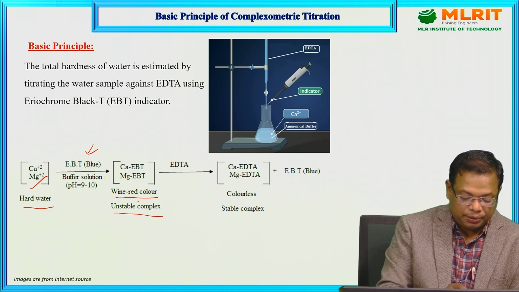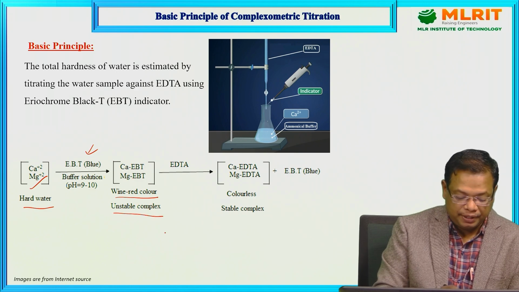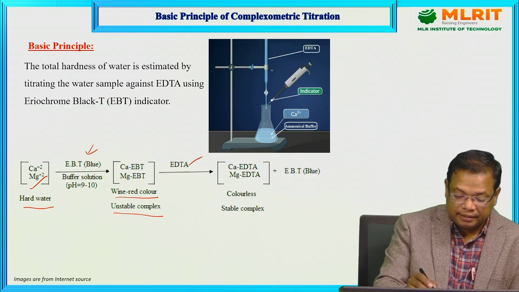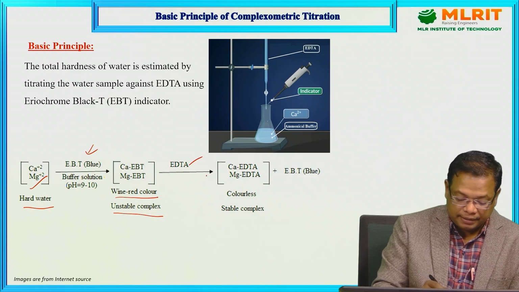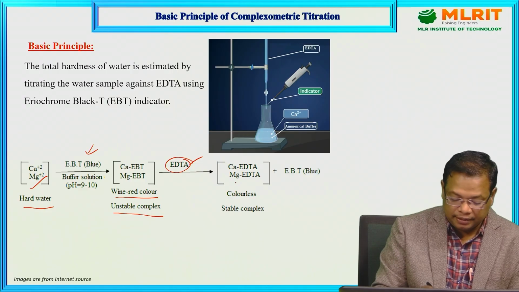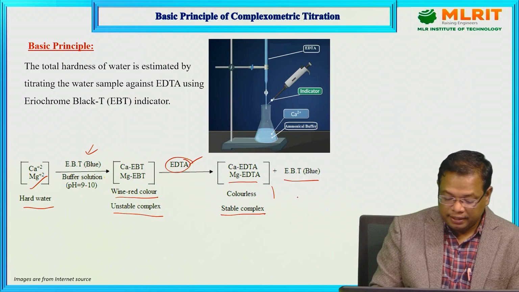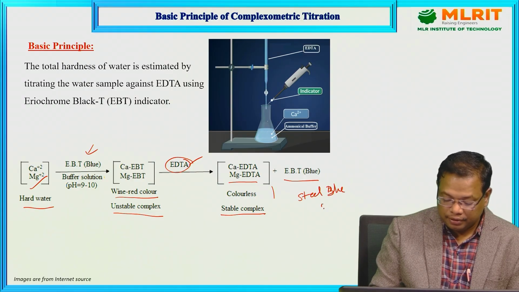This is an unstable complex due to the EBT, a weak complex formation, and then it will be titrated with EDTA. Then it forms a colorless stable complex, but EBT will be released as a steel blue color.